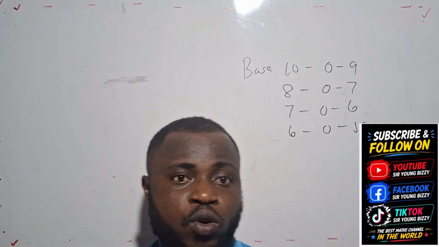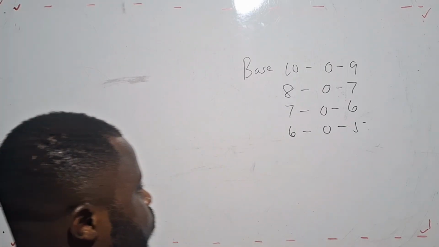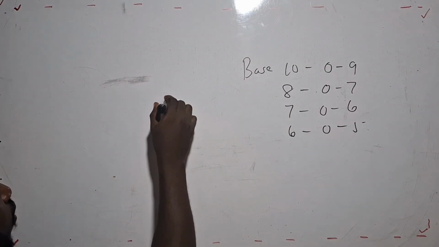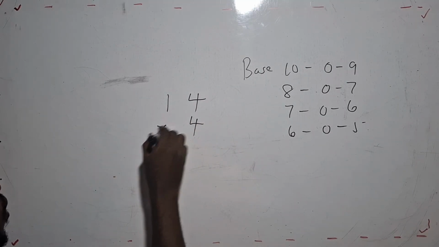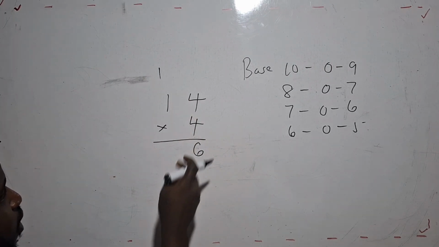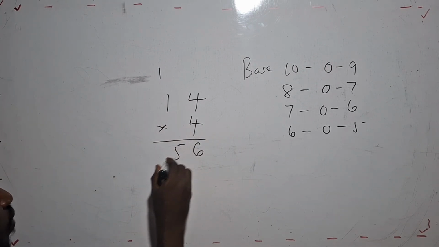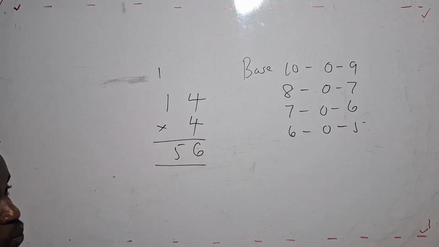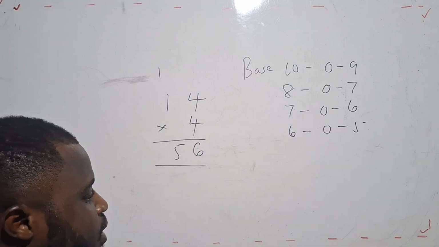So we are quickly going to move on to how to multiply numbers. Now we know in decimal numbers, if we are multiplying a number like this, 4 times 4 is 16. You write 6, remember 1. Then 4 times 1 is 4, plus 1 is 5. So 56, when we are working with decimal numbers.